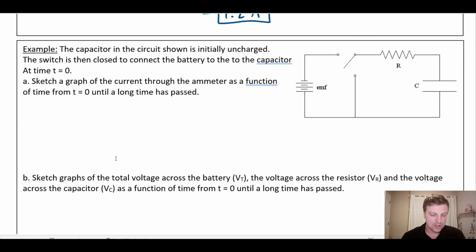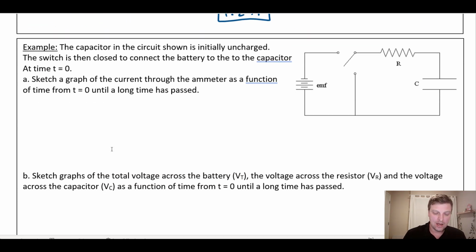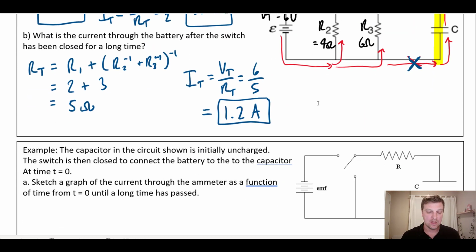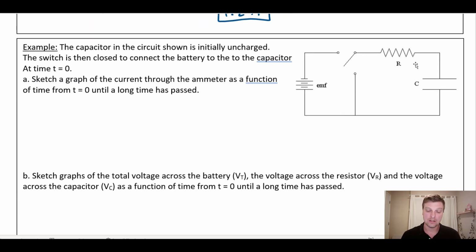So here's another question, again using an RC circuit. In the last example, I had this capacitor in parallel with these resistors, and you saw how that behaved. Now we're going to look at a situation where I've got a capacitor in series with a resistor. I've got my circuit here, and it says initially the capacitor is uncharged. The switch is then closed to connect the battery to the capacitor. That's great wording there. So we're going to close that switch.